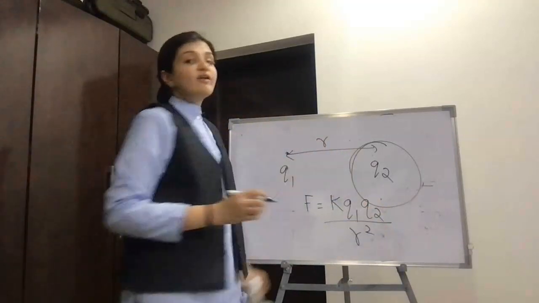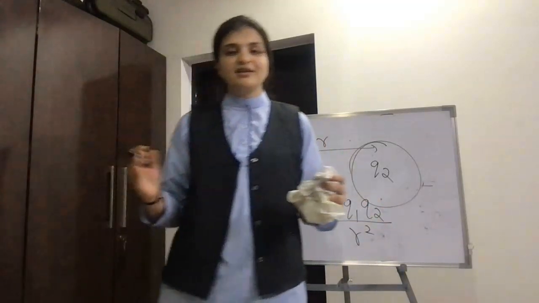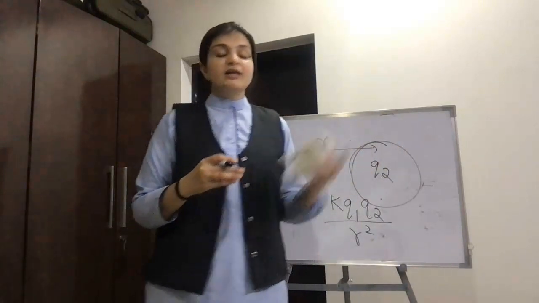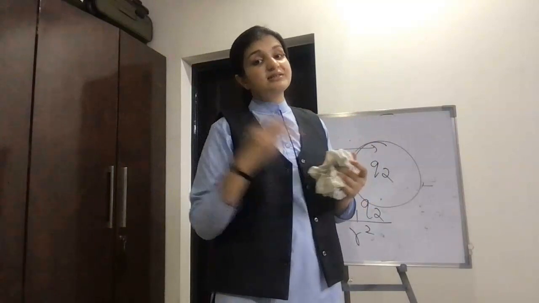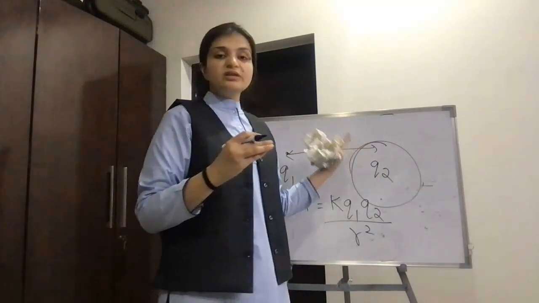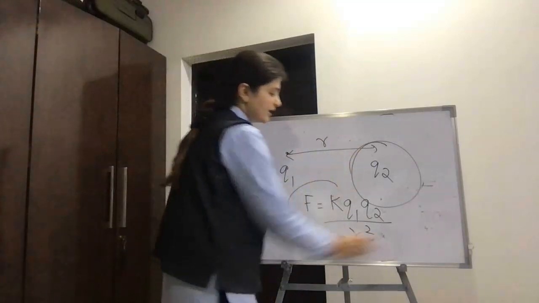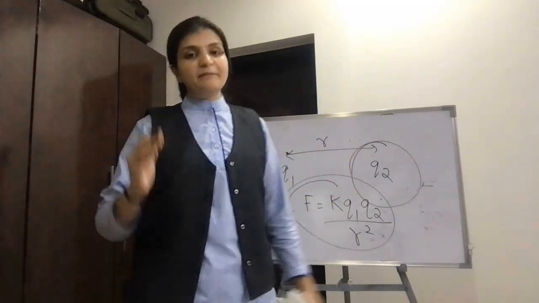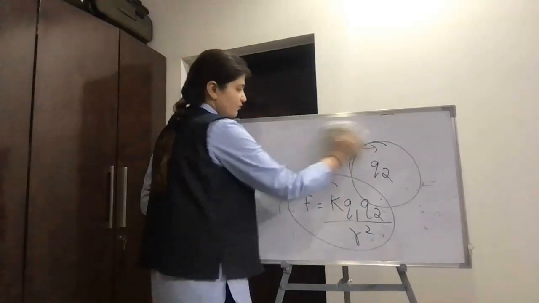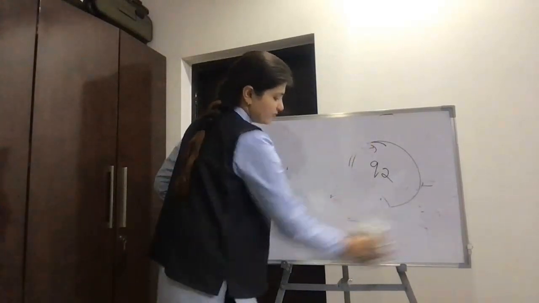So the magnitude of this force is changing with respect to the distance between these two charges. So we call it of variable nature. So this electrostatic force is a variable force.